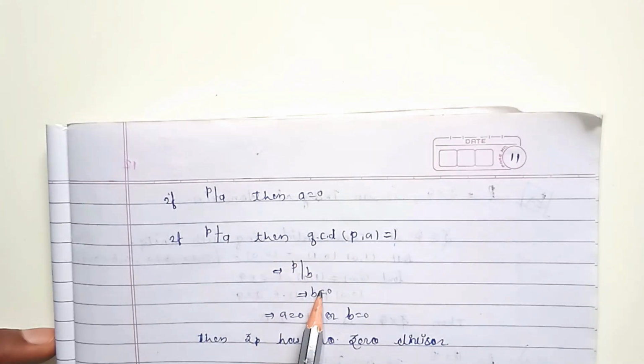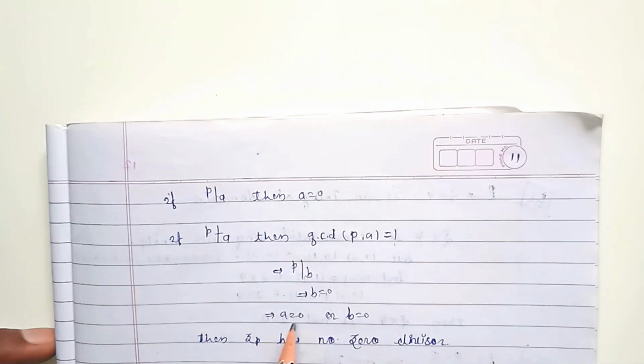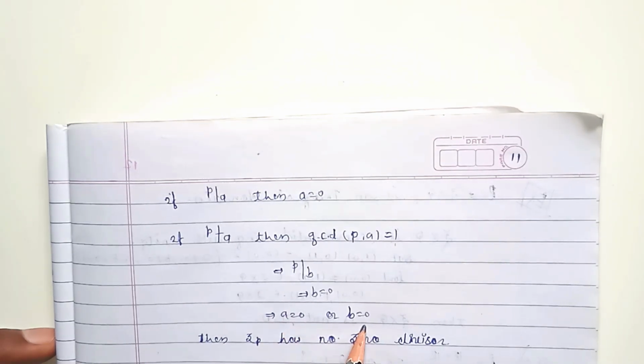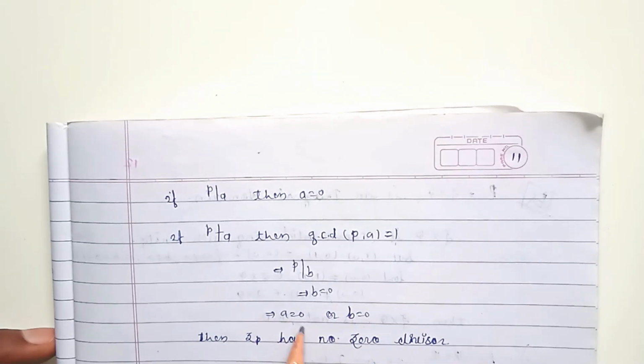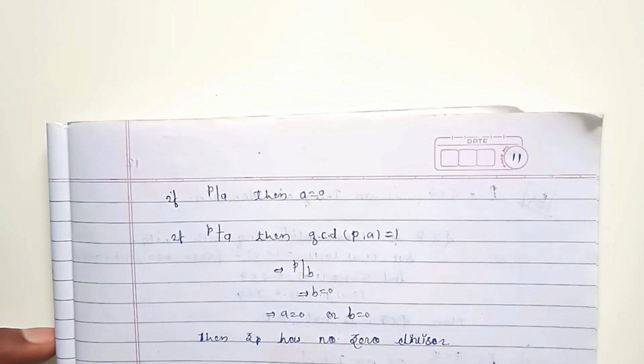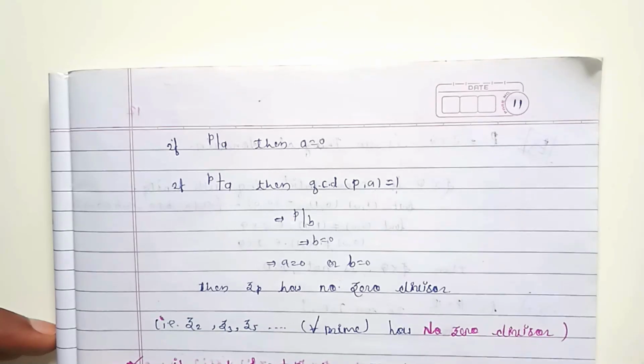And if p divides b, then b is 0. So if p divides a, I get a is 0, and if p does not divide a, we get GCD of a and p is 1. So we need to select whether a is 0 or b is 0, and only then a dot b is 0 holds. So Zp has no 0 divisor. One of the conditions needs to be 0 for a dot b to be 0. This is quite an easy proof, just in 2 lines.